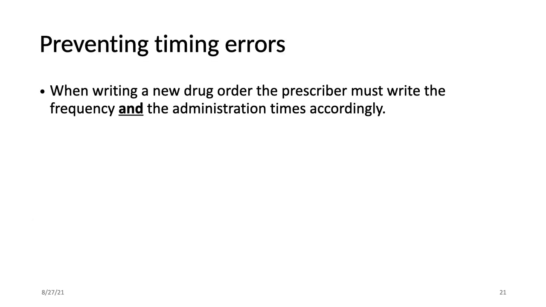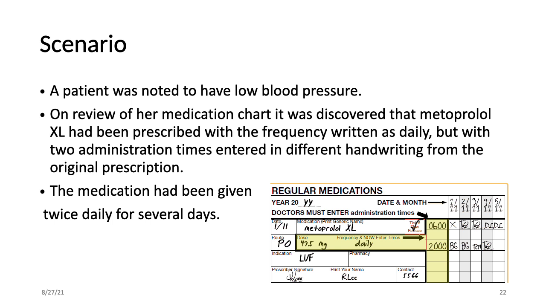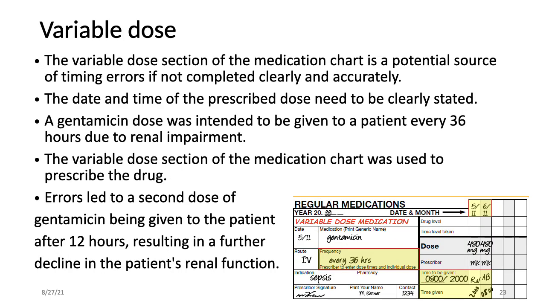Wrong time, preventing timing error. When writing a new drug order, the prescriber must write the frequency and administration time accordingly. A patient was noted to have low blood pressure, and he was on metoprolol XL. This is extended release, and it's usually used once a day. Unfortunately, it was written at 6 and 2000. The patient ended up taking 2 doses, and then he developed hypotension.